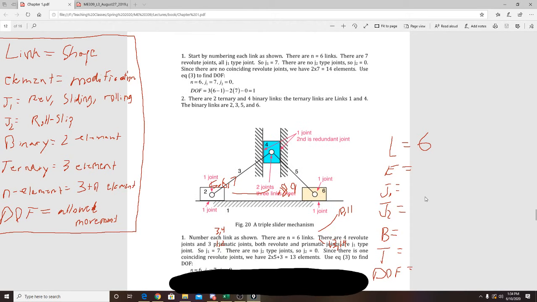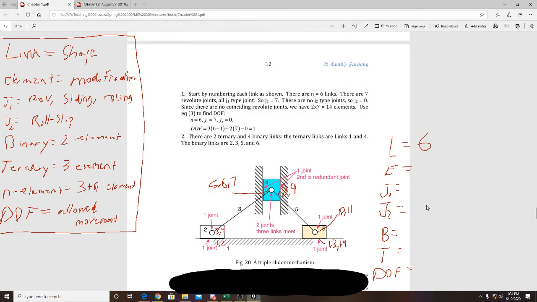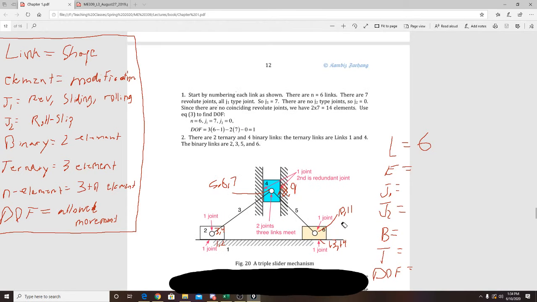So elements, there are 13. So I was off by 1. So where is the one that I was off at? Oh, I know where I was off. It's this one. Oh, did I skip 12? So I was right then.